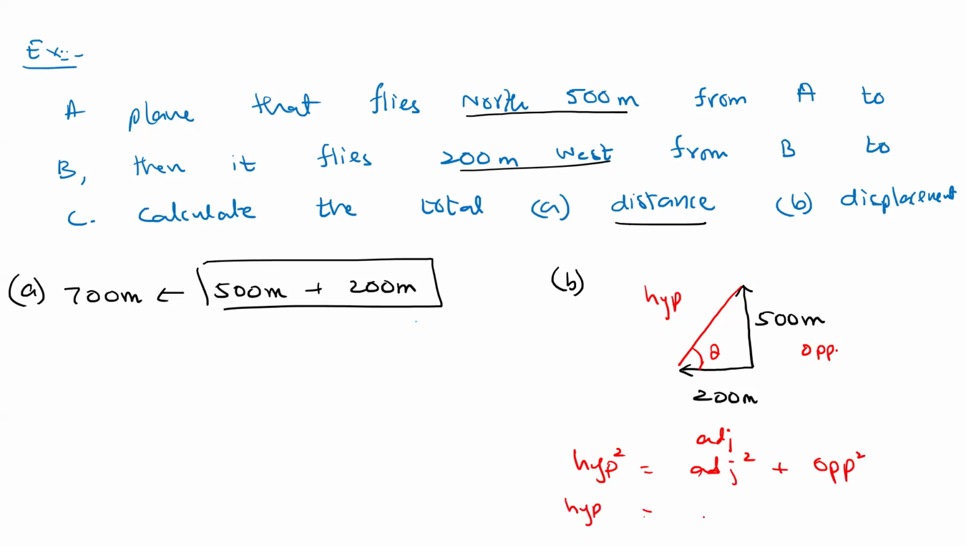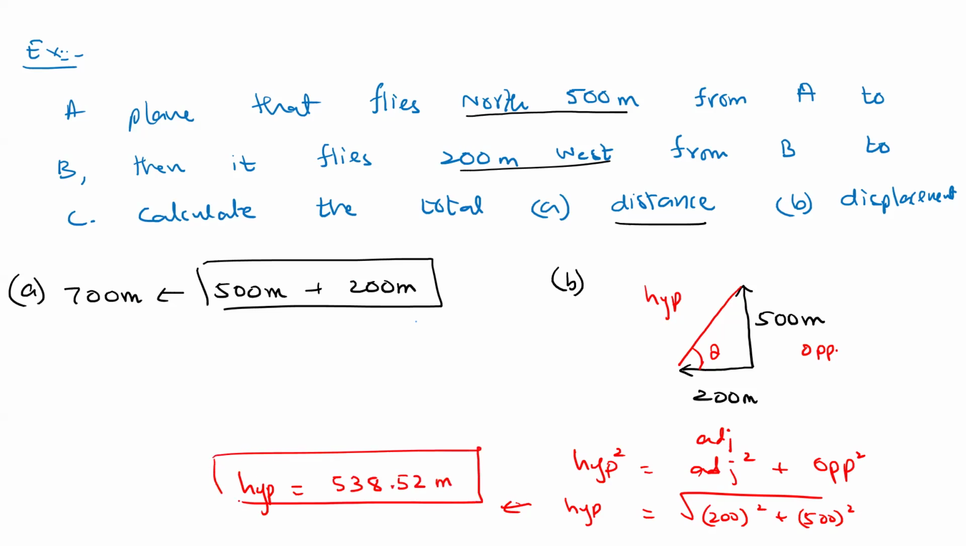So we can work out the hypotenuse. That would be adjacent, 200 squared, plus opposite, 500 squared. And then we can work out the hypotenuse. Let's see the answer. What's your answer here? So 200 squared plus 500 squared comes out to be 538.52 meters for me, right? Do you guys get this?